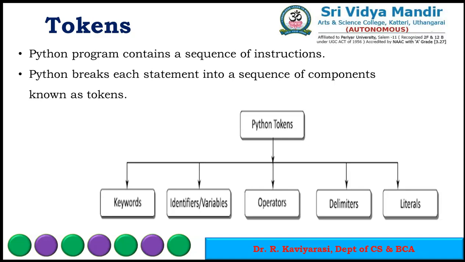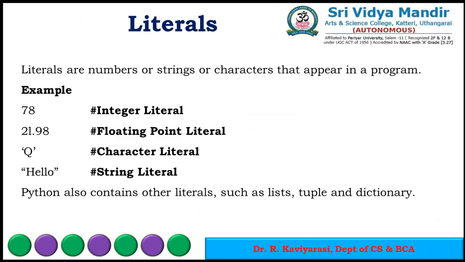So, the tokens in Python are of 5 types: keywords, identifiers or variables, third one is operators, next, delimiters and literals. Let me see each type in detail. First one, literals. Literals are also known as constants. Constants means fixed values, where we cannot change the value during execution of the program. It contains numbers, strings or characters.